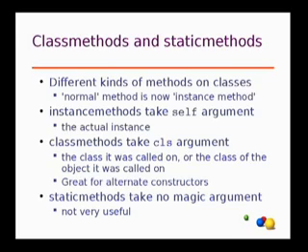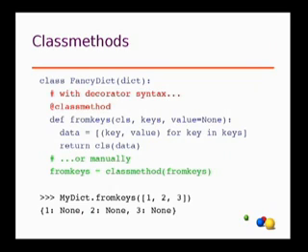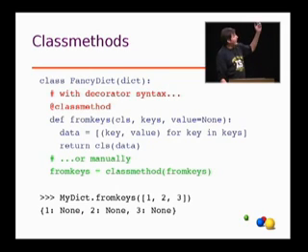Static methods take no magic argument, and they're not very useful. Even though Java and C++ programmers coming to Python often say, oh, I need a static method for this, generally not. They're only useful for one particular thing, and I'll show that in a minute. So here's a class method. Again, if you're using Python 2.4, you can use @classmethod at the top for the decorator syntax. If not, you'll have to use it at the bottom.